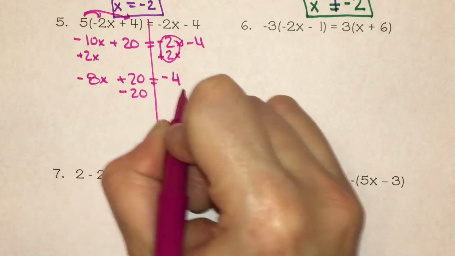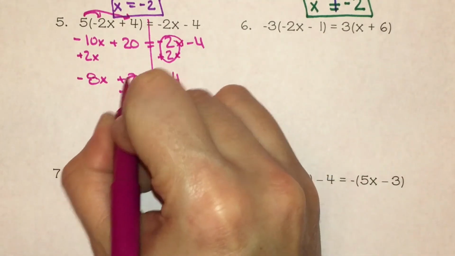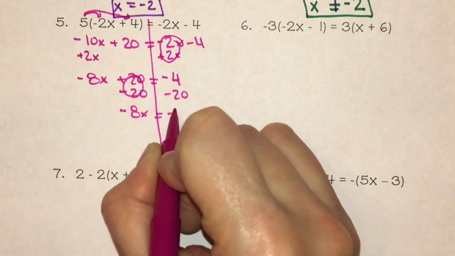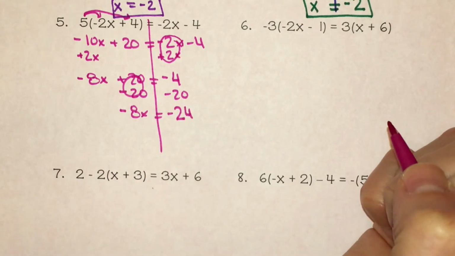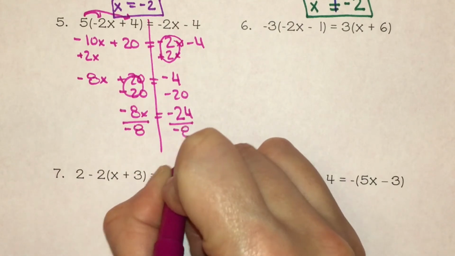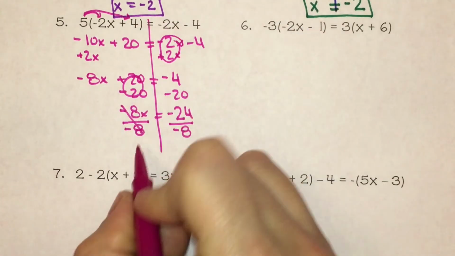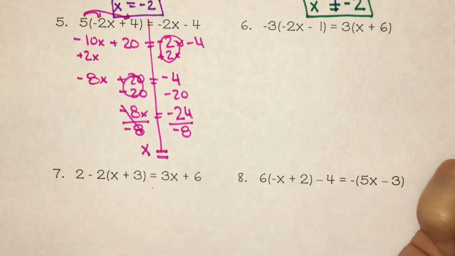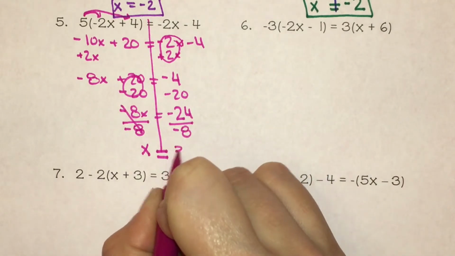I'm going to subtract 20 from both sides. 20 minus 20 is 0. So I have negative 8x equals negative 24. Here I'm going to divide both sides by negative 8. Negative 8 divided by negative 8 is positive 1x or just x. Negative 24 divided by negative 8, positive 3.